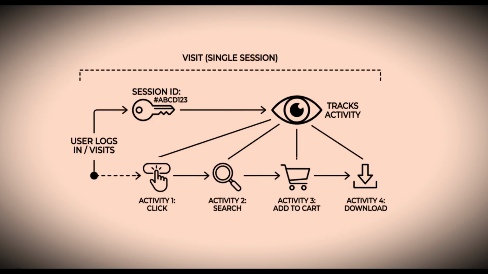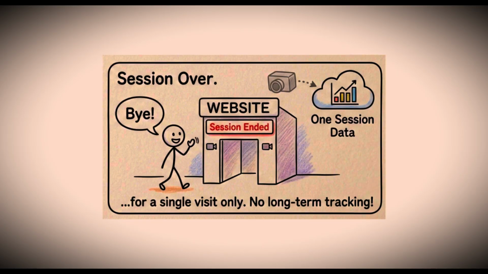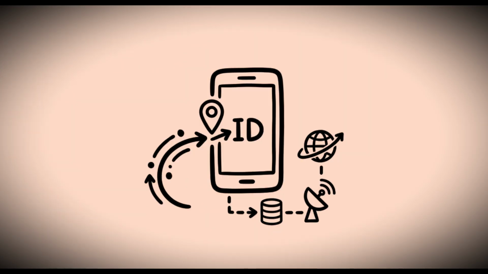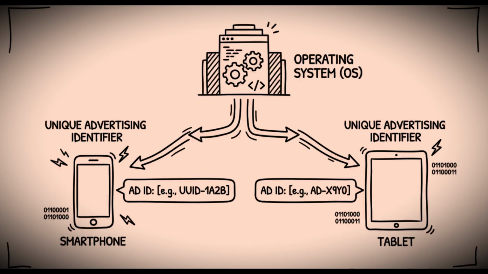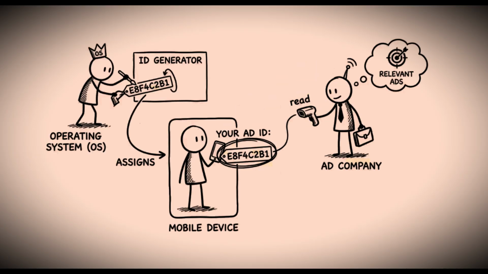But unlike cookies, session tracking usually disappears once you close the browser or leave the website. Device ID tracking. Device ID tracking is commonly used in mobile apps. Your smartphone or tablet often has a unique advertising identifier assigned by the operating system. Advertisers can use this ID to track how you interact with different apps and advertisements.